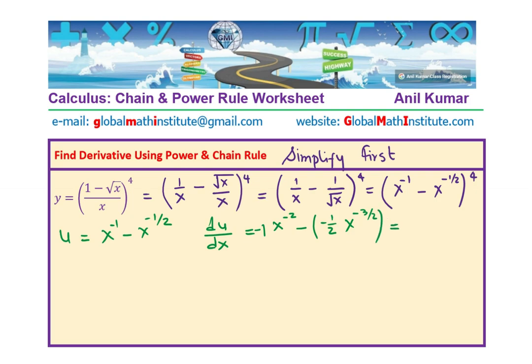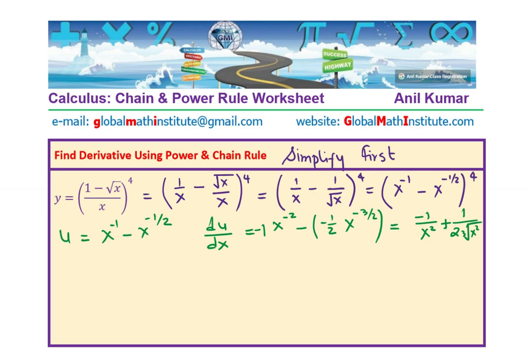Which you could write as minus 1 over x squared, and here minus and minus becomes plus, and you get 1 over 2. This is cube root of x squared, right? Is that clear to you? So that is the inside function.